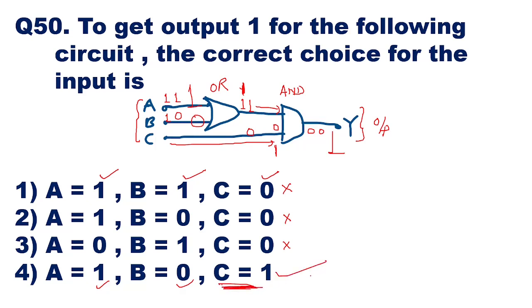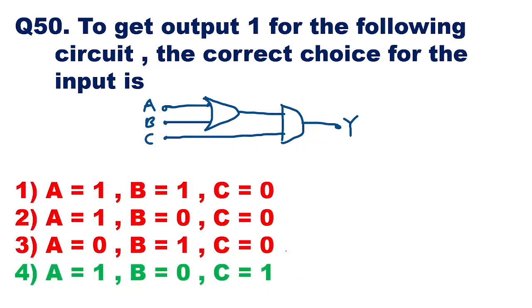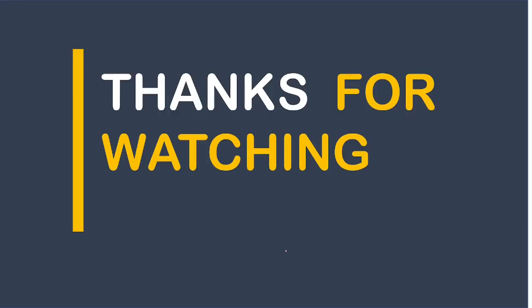Whenever C is 0, because we are having an AND gate at the end, if any one of the inputs is 0, the output of the AND gate will be 0. That means all these options will not give you the output as 1. They will give output as 0 only. Only this option is going to give output as 1, when C is equal to 1. So option 4 is the right answer here: A is equal to 1, B is equal to 0, and C is equal to 1. So here you can see option 4 is the right answer. Okay. Thank you, students.